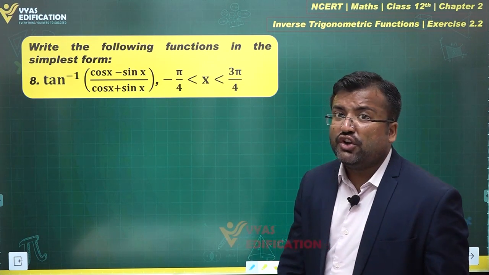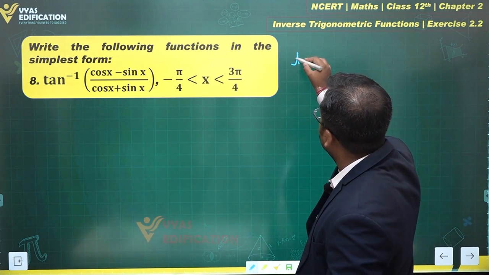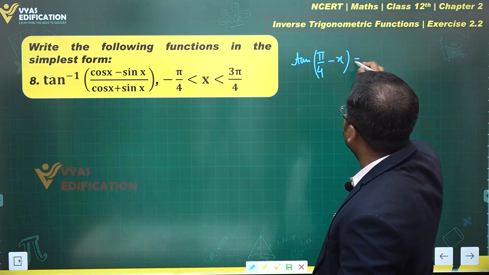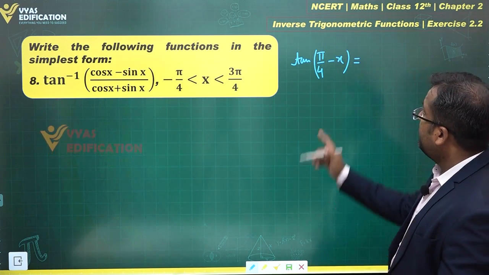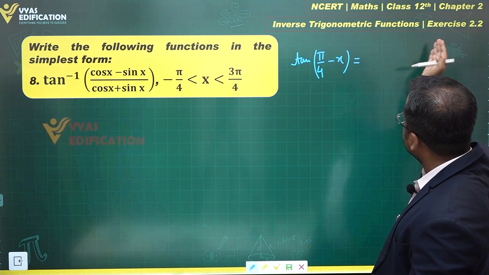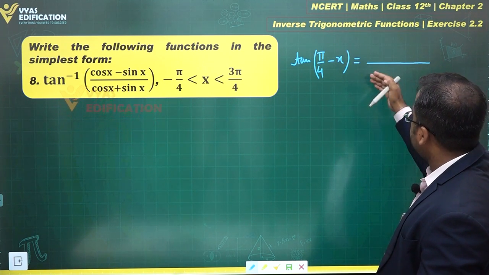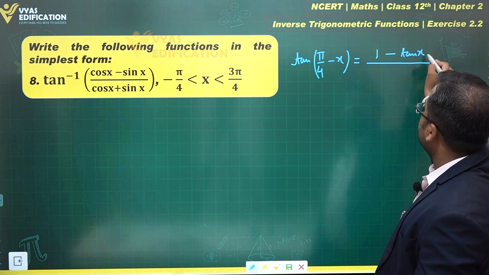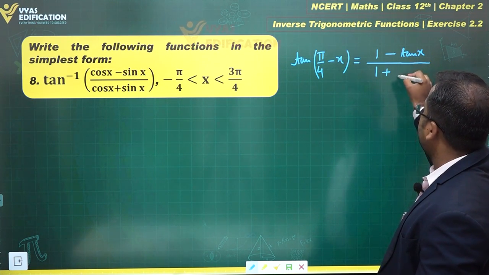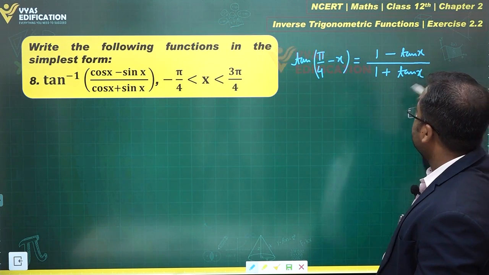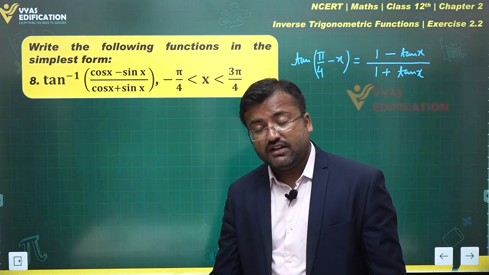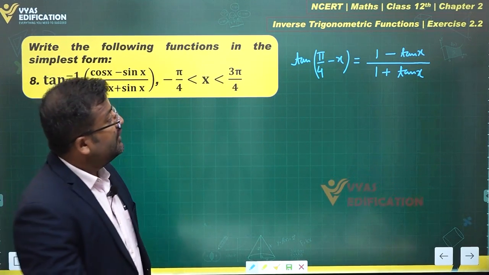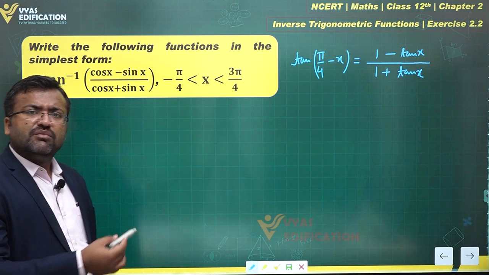But for that, I want you to recall one formula. What is tan of pi by 4 minus x? This is something which you may have studied in class 11th. Tan of pi by 4 minus x is tan pi by 4 minus tan x over 1 plus tan pi by 4 tan x. Tan pi by 4 is 1, so it is 1 minus tan x over 1 plus tan x. This is what you get, right? What's the benefit of using that? The benefit will be clear over here.